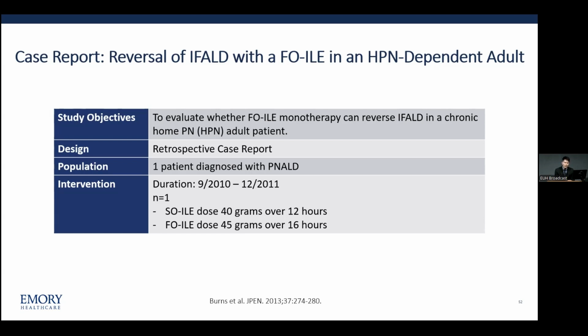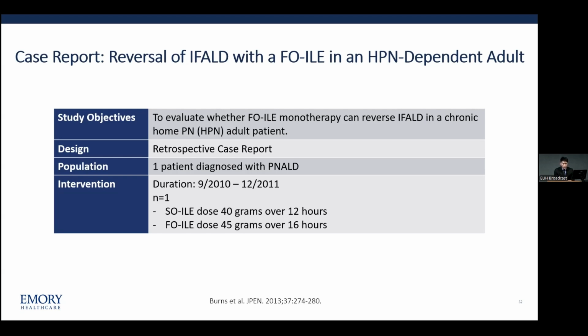It was approved in 1998. So there are more data for pediatric use and adult use. However, there was one case control retrospective case report for a patient that got approval for compassionate use of FOILE under an emergency investigational new drug protocol. The patient served as their own control, and the objective was to evaluate whether FOILE monotherapy can reverse IFAL in chronic PN patients. The duration of the report was from September 2010 to December 2011.